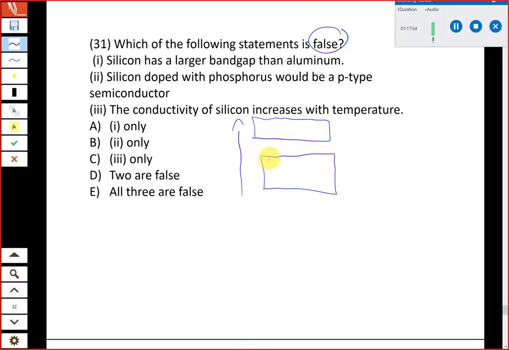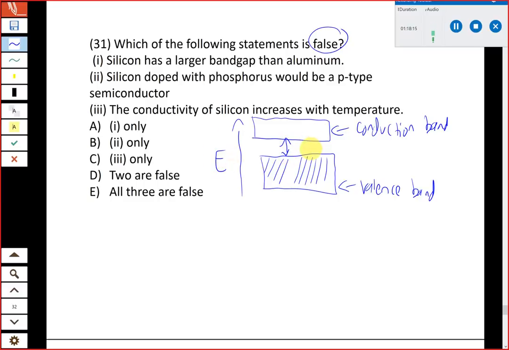The lower set of orbitals are going to be filled, and we call this the valence band. The upper set of orbitals are going to be unfilled. We call that the conduction band. And the energy gap between them, this vertical scale being energy, is what we call the band gap. What's going to determine whether something is a conductor, a semiconductor, or an insulator is how large this band gap is.